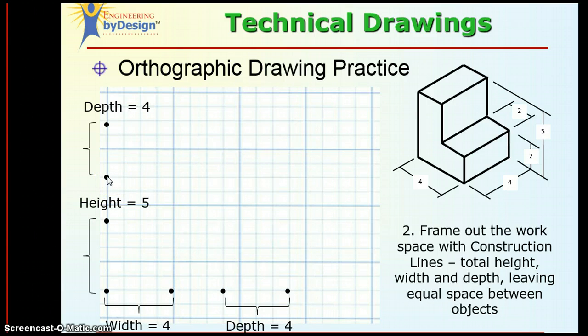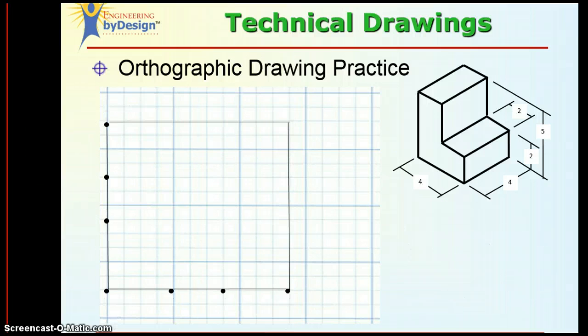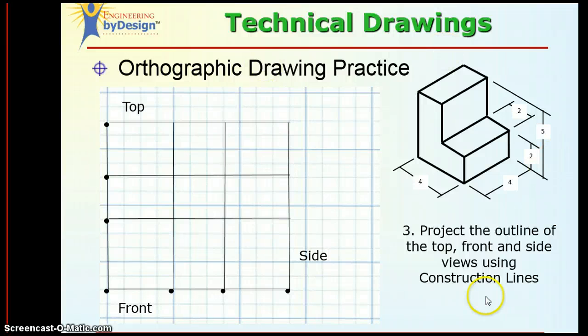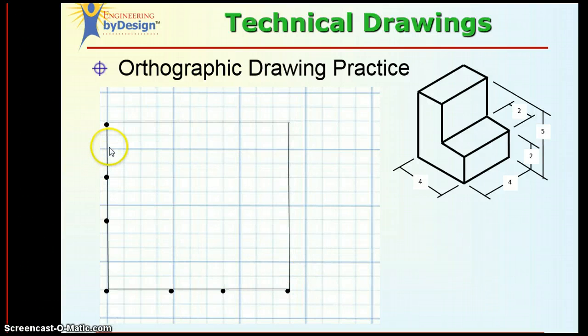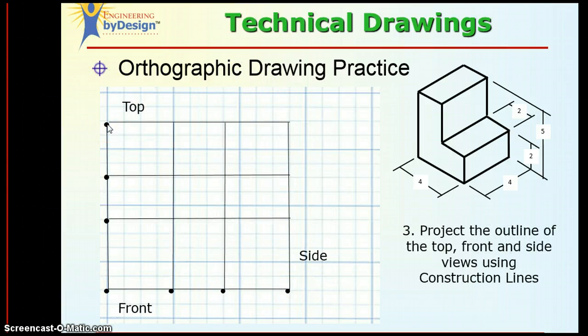Then I'm going to frame my top, okay? And my top, I'm going to again use the depth, and that's 4. So we've got 4 there. We draw our box of construction lines, and we project the outline of the top, front, and side views using construction lines. So all we did was we used these to frame out a box, and then we used the construction lines, or the points that we drew on here, to make construction lines, and we framed out our workspace here. This is the space in between the drawings, and this is where my front view is going to be, this is where my top view is going to be, and this is where my side view is going to be.